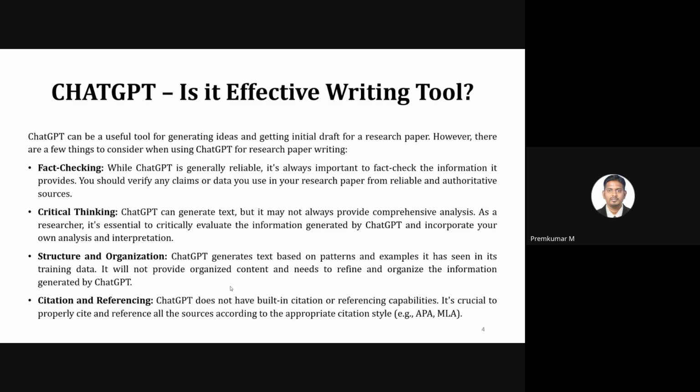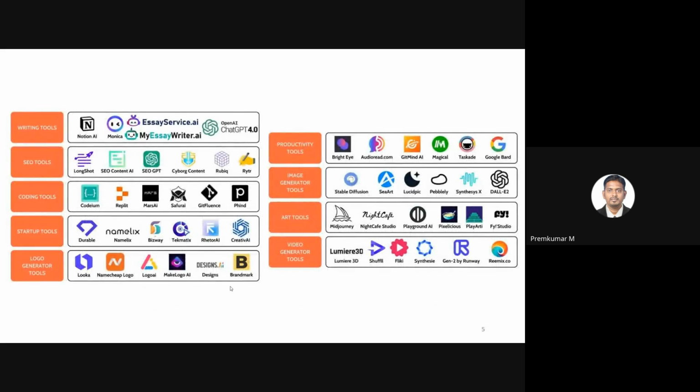Whatever AI tool you use, whether it's ChatGPT or DeepSeek or some other AI tool, be careful. You have to take care of all these points that I have discussed so far. As I told you already, apart from those tools, there are so many AI tools available. For writing, we have Notion AI, Monica, Essay Service, My Essay Writer, ChatGPT, even DeepSeek, and also so many AI tools are available for writing, for SEO, and even for coding.